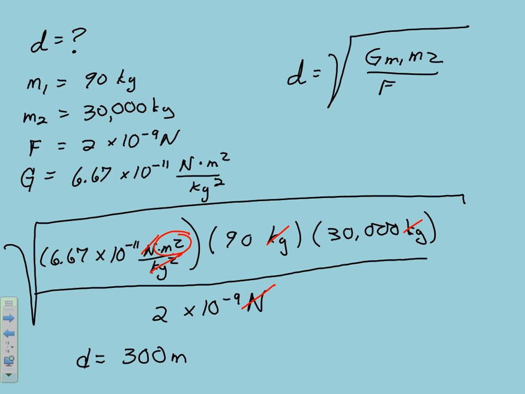If I want 3 sig figs, and let's see, what would 30,000 look like? It would only show us 1 sig fig, actually. That's our distance, 300 meters.